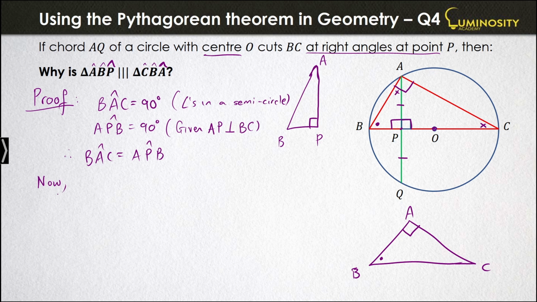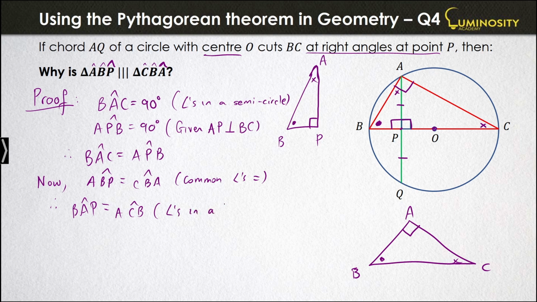Now, we've also got that in this triangle, that angle ABP equals angle CBA, and that is by common angles equal. Okay, that's this angle B, that's the same in both triangles. Okay, and therefore, by angles in a triangle, we must have that angle BAP equals angle ACB. Okay, angles in a triangle. All right, so therefore we've shown that triangle ABP is similar to triangle CBA by angle, angle, angle. Awesome.